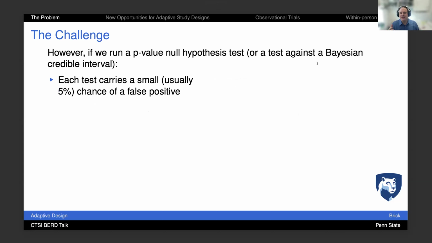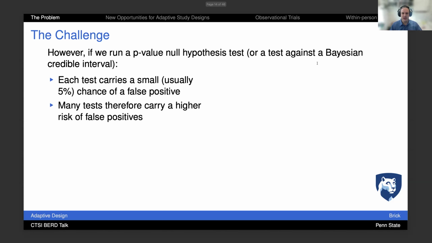Of course, you can't do that, right? If you run a p-value null hypothesis test or a test against a Bayesian credible interval or any other of these binary decisions we like to make, every test has a small chance of a false positive. And when you then run a test after every participant, you start to see this effect happening, right?